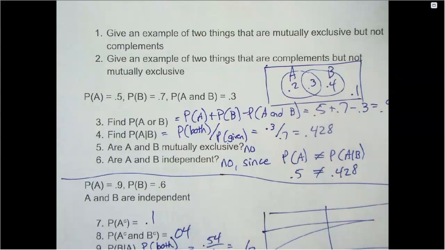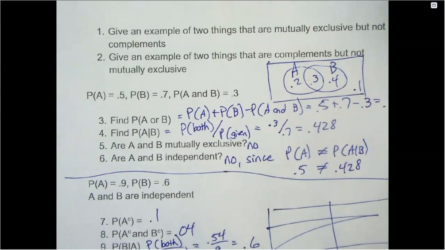Like you get an A in this class, you get a C. You're in this room right now, you're in Miss Mahaney's room right now. Two things that cannot overlap at all, but they're not the only possibilities.